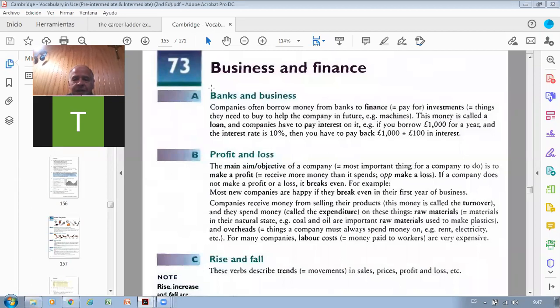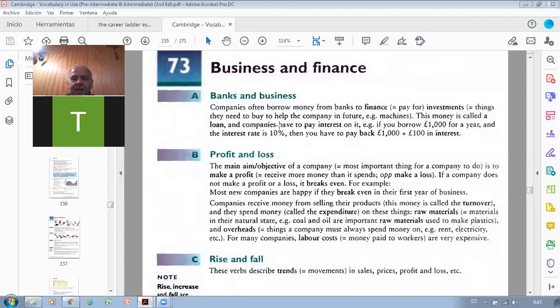I borrow a book from the library. Remember, it's past tense, so this is a regular verb. So, I borrowed a book from the library. That's right. I borrowed a book from the library. Le pedí prestado 10,000 pesos a la Kimberly. How would you say that? I borrowed 10,000 pesos from Kimberly. Yeah, I borrowed 10,000 pesos from Kimberly, right?